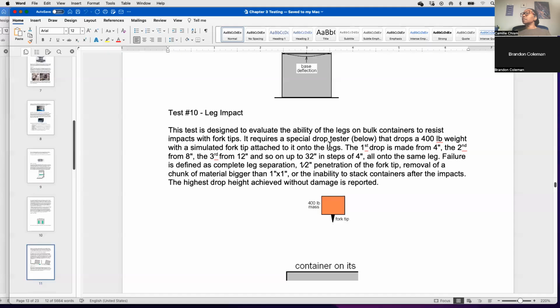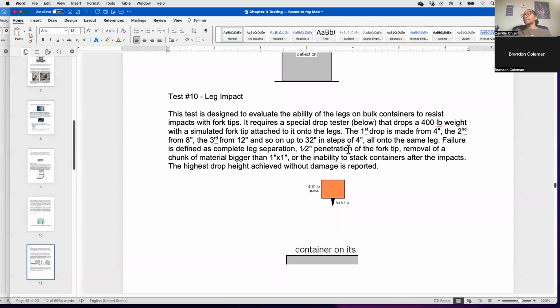So it needs a special drop tester because you're looking at dropping a 400-pound weight. And that may seem like a lot, but actually, if you're in an environment where you're moving these containers with fork trucks, by the time you're using a fork truck on bulk containers, it's usually because, besides the size, it's just too heavy for an individual to move by hand. So that is a fair number for sure.